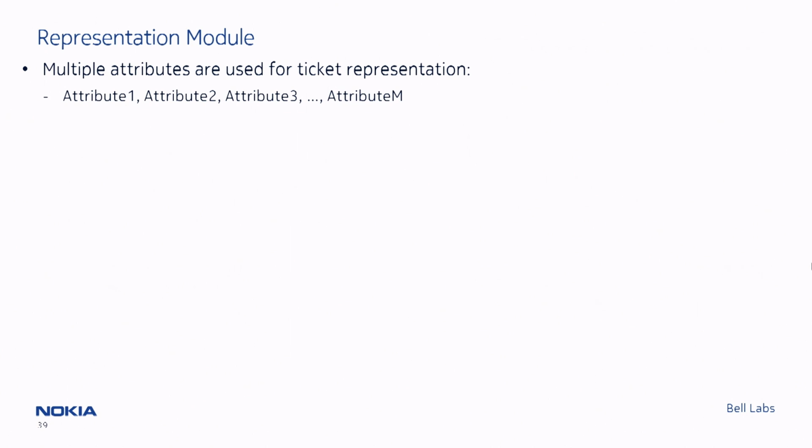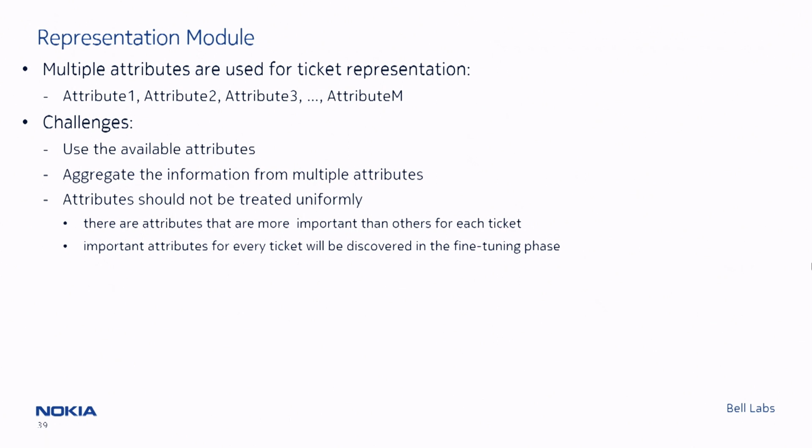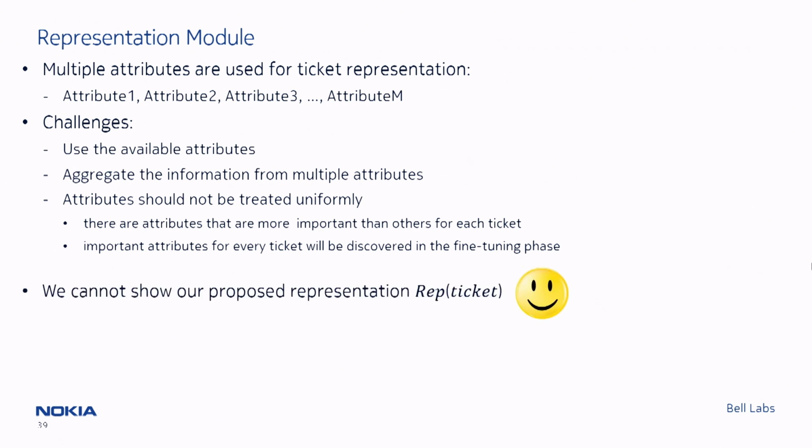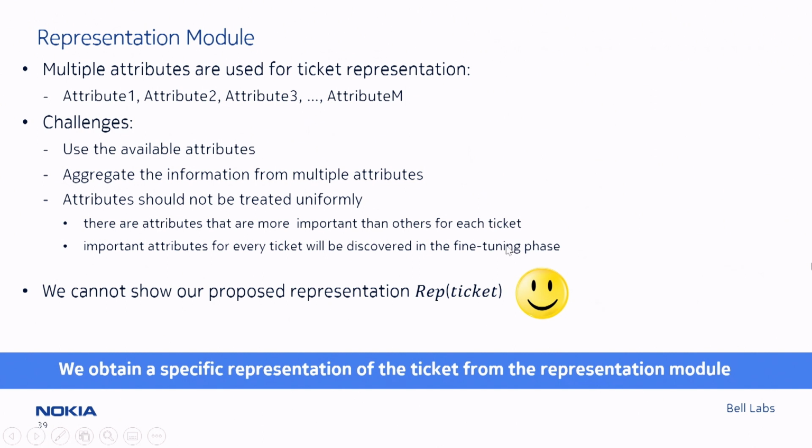We have multiple attributes that are available for each ticket. Suppose that we have M attributes. For the challenges here, we would like to use all the available attributes, and we would like to aggregate the information from multiple attributes. Also, the attributes should not be treated uniformly, because there are some attributes that are more important than others for each ticket, and the important attributes will be discovered during the fine-tuning phase. Again, here we cannot show our proposed representation, denoted by rep ticket, because this representation module is part of materials that are submitted for a patent for reviewing. So we can say that we obtain a specific representation of the ticket from the representation module.